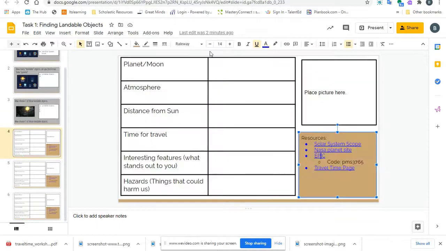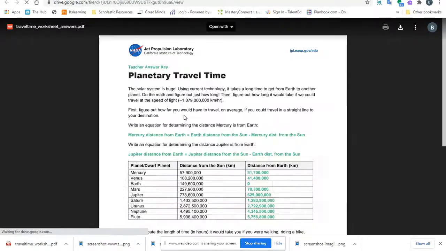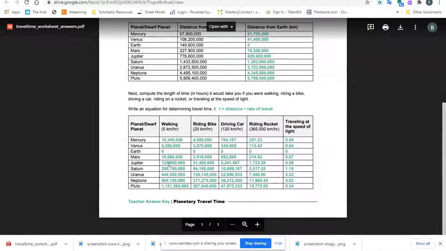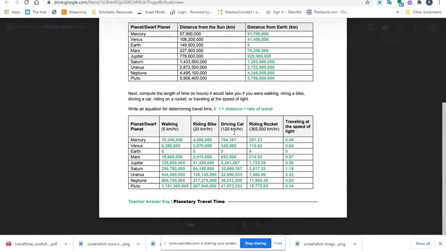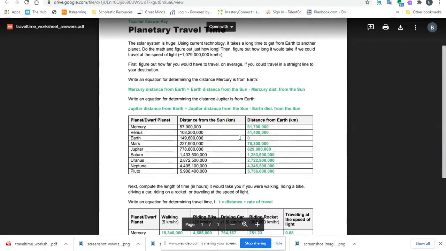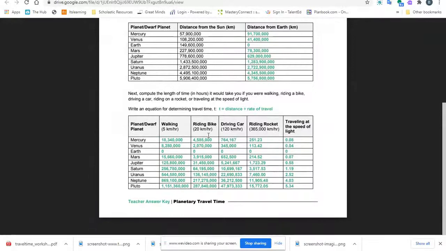The next resource that you have is called the travel time page. If you just click on it, it takes you to this PDF, and here you can find each planet and how long it takes you to get there. How long it would take if you were driving a car. What about riding on a rocket? What if you were traveling at the speed of light? How long would it take there? And that's kind of cool, because the distance here is the rate of travel, and you're thinking of the number of how long it would take to get to that place. And this is all done in hours. So how many hours would it take you to get there if you were riding a rocket?